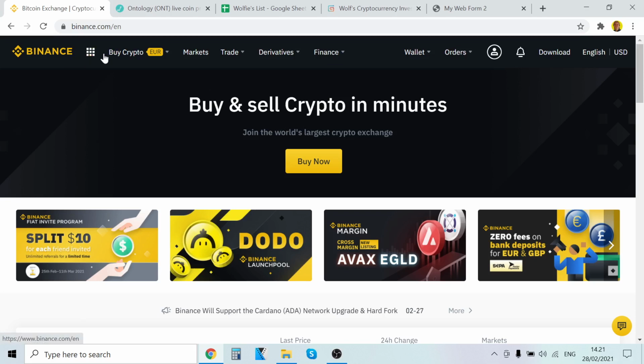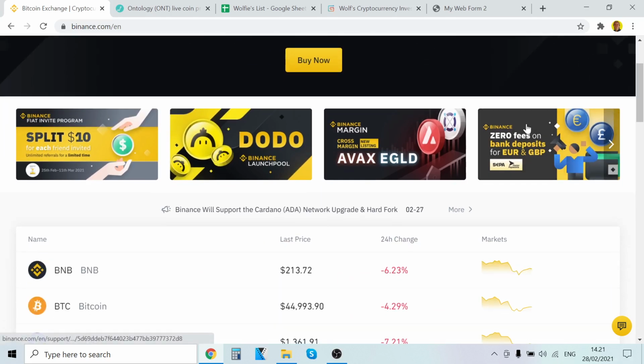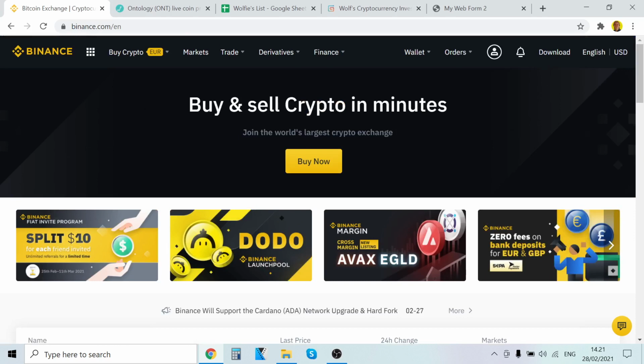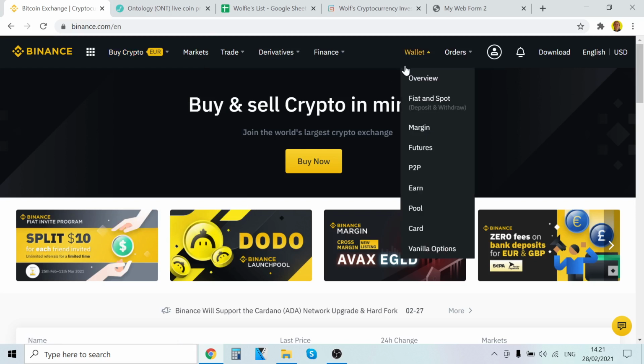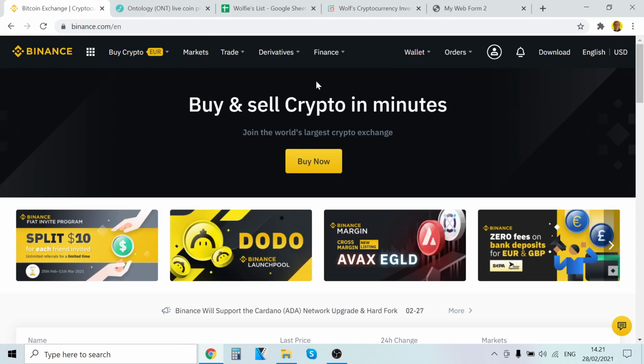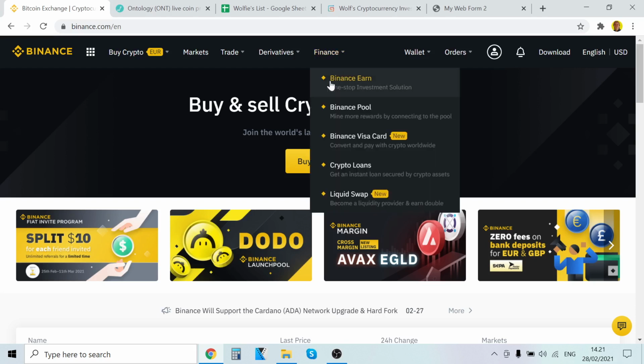After you have signed up on Binance, this is the first page that you will see. Okay, and on Binance, all you really have to know is where the cryptocurrencies will go after you buy them with your credit card or bank deposit. And after that, how do you actually use that cryptocurrency in the wallet, how you can withdraw it, and how you can sell it if you want to. I'm going to show all of that.